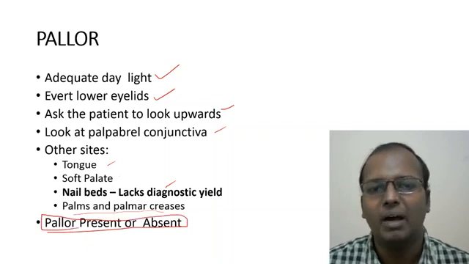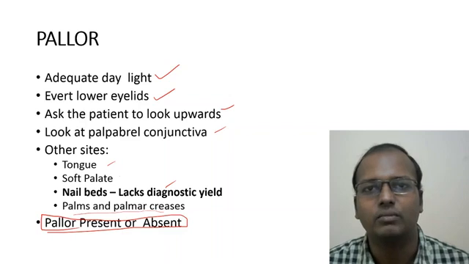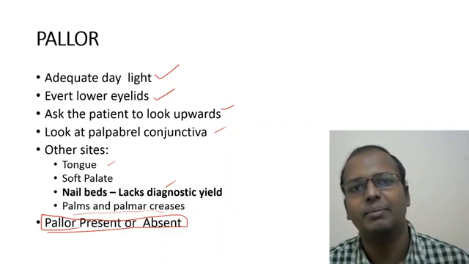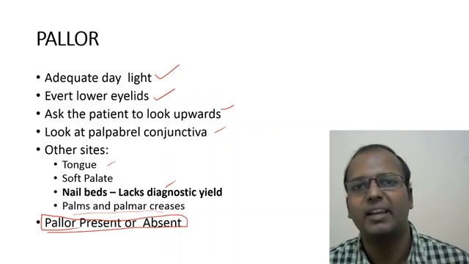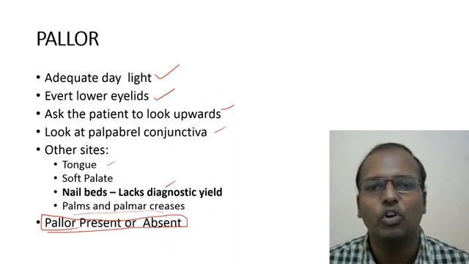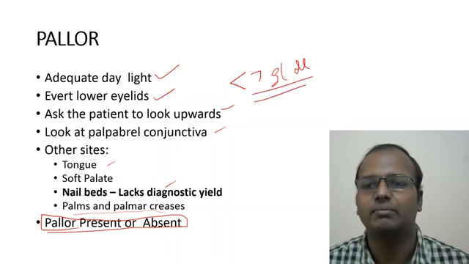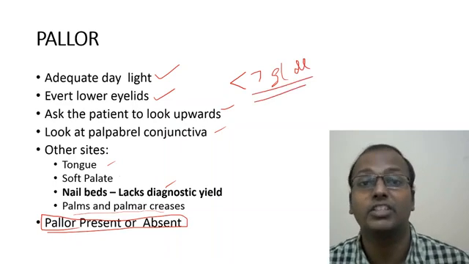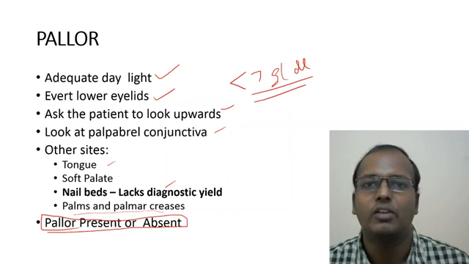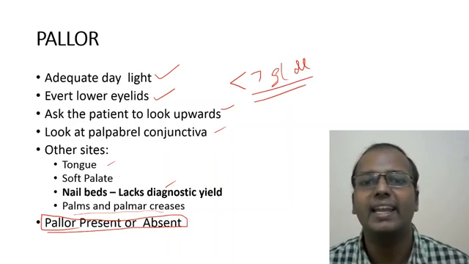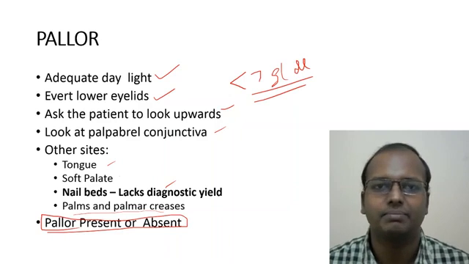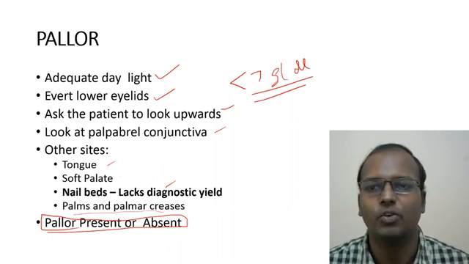If the palmar crease is pale, what does it tell you? Can we tell the patient's hemoglobin after looking at the palmar crease? If the palmar crease is as pale as the surrounding skin, then the hemoglobin is less than 7 grams per deciliter. If the patient has polycythemia, there will be a flushed appearance. If the flushed appearance is only in the head and neck, you can suspect superior vena cava syndrome.